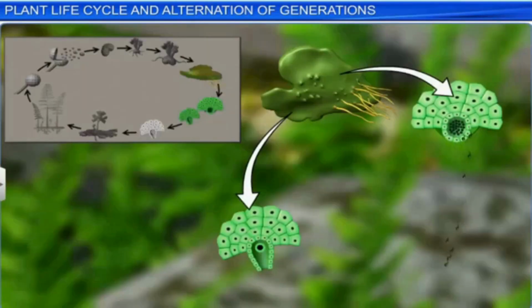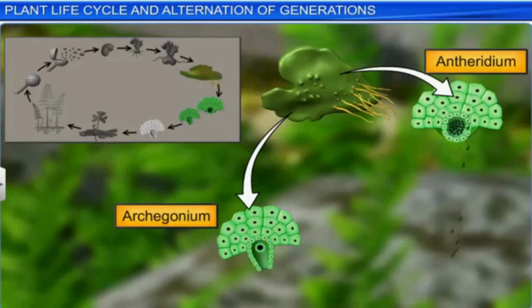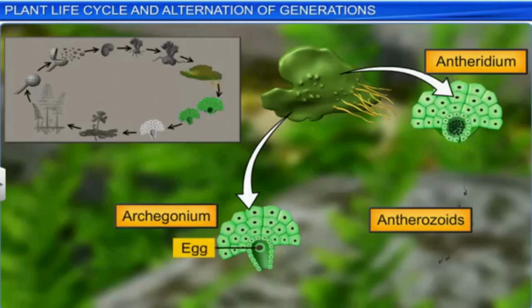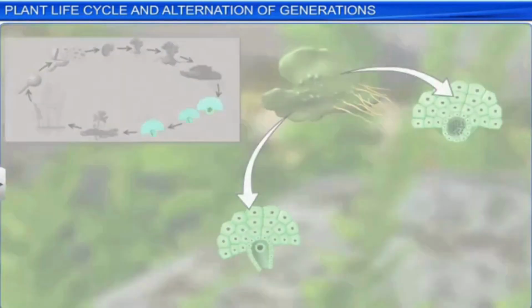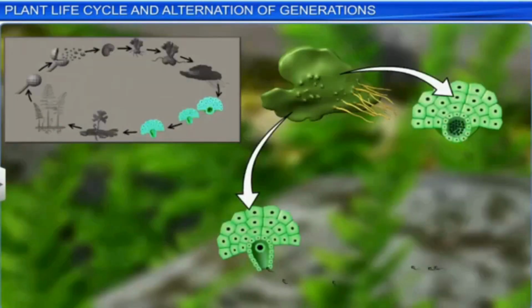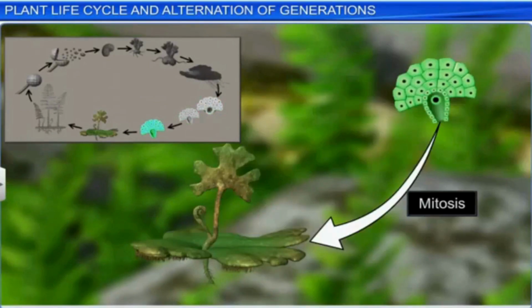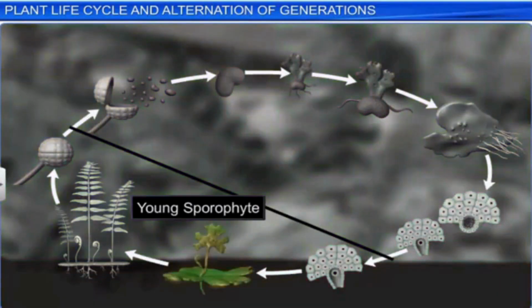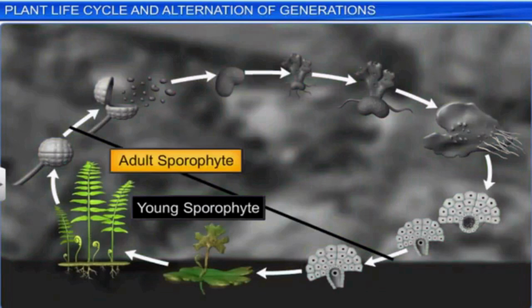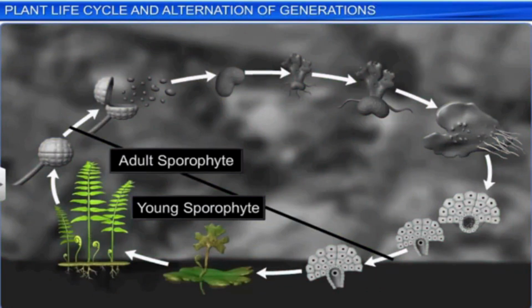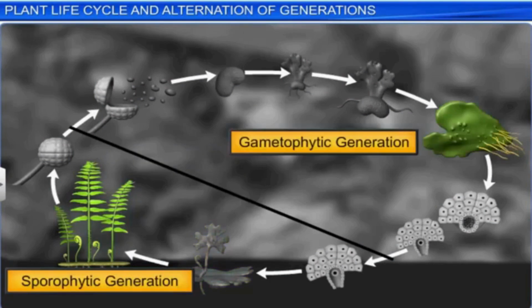The prothallus bears the antheridium and archegonium that respectively produce antherozoids and egg, the haploid male and female gametes. The fusion of these haploid gametes results in the formation of a diploid zygote, which undergoes mitosis to reproduce a diploid young sporophyte. The young sporophyte soon matures into an adult sporophyte, completing the life cycle. The plant body thus alternates between a sporophytic generation and a gametophytic generation.